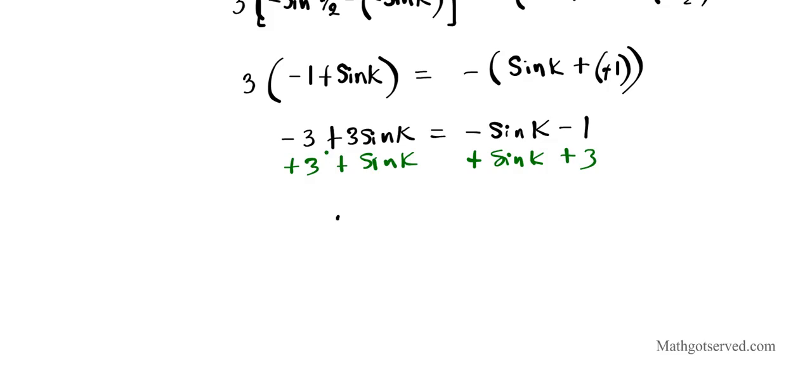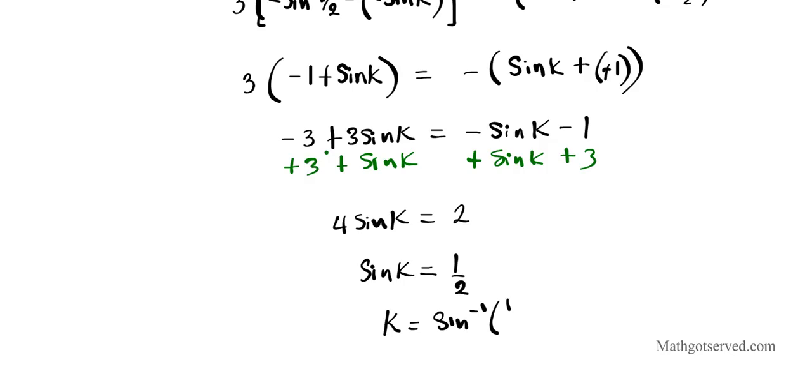So we're going to have 4 sine k equals minus 1 plus 3, 2. Divide both sides by 4. You have sine k equals 2 over 4, which is 1/2. Okay? All right, k is the inverse sine of 1/2. Take the inverse sine of both sides, so isolate k.